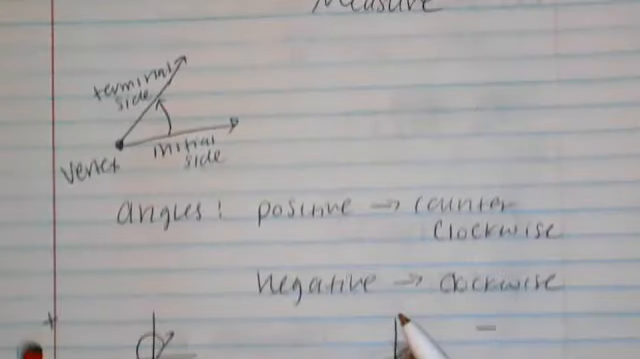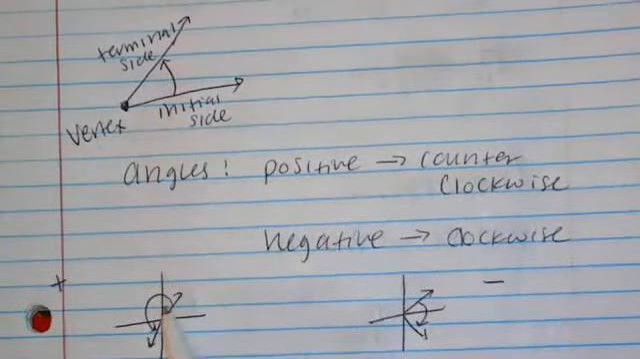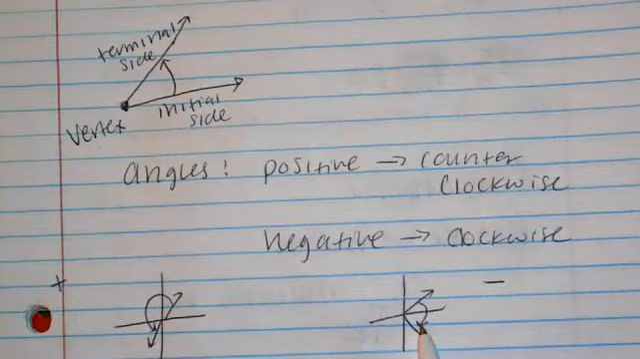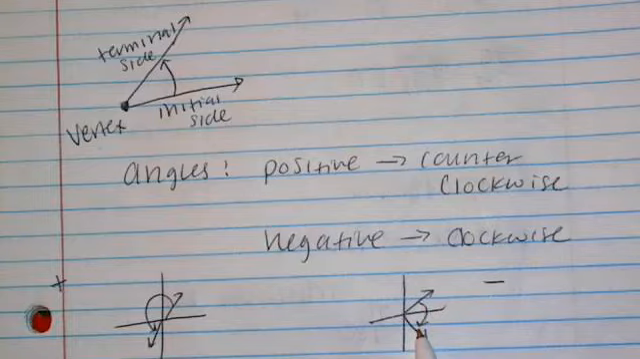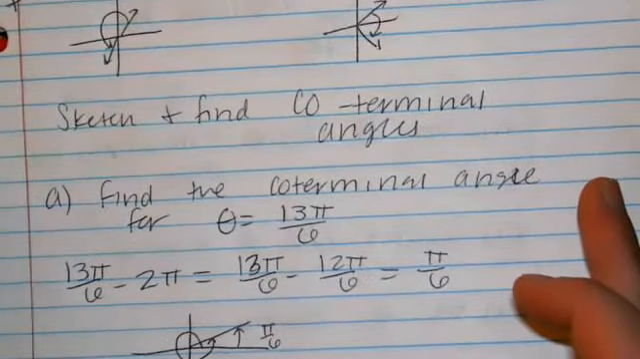So when we're calculating angles, an angle that is positive would be going in a counterclockwise direction. An angle that is negative would be going clockwise. Counterclockwise for positive, clockwise for negative, okay? Again, pretty basic stuff. So we're going to use those ideas to find coterminal angles.